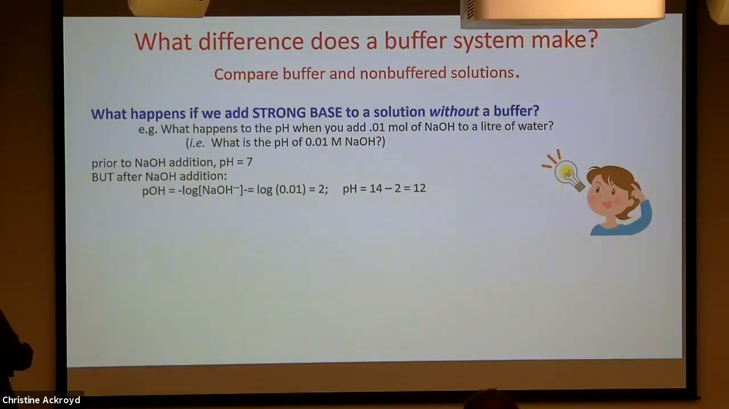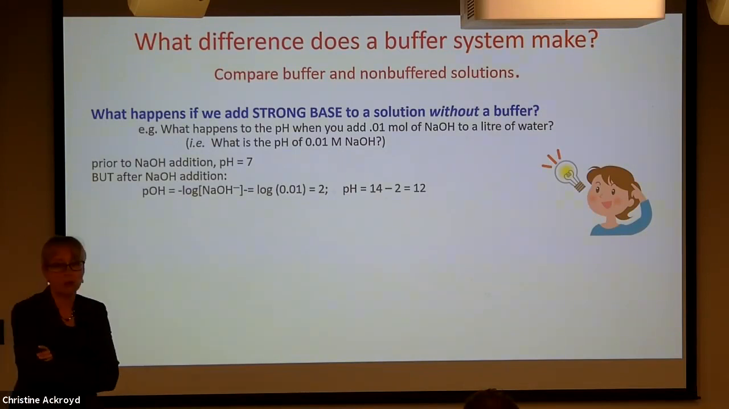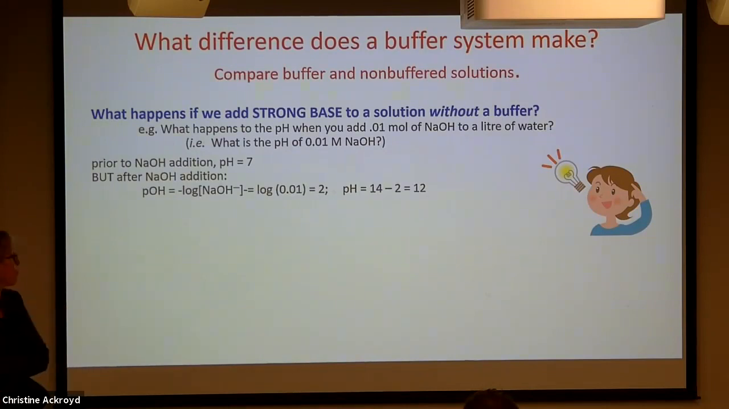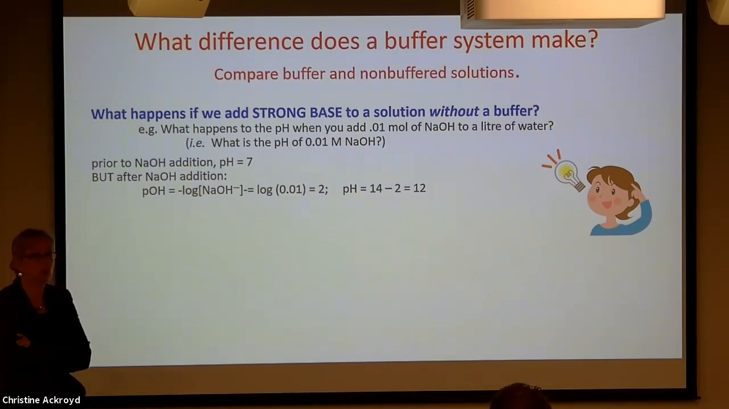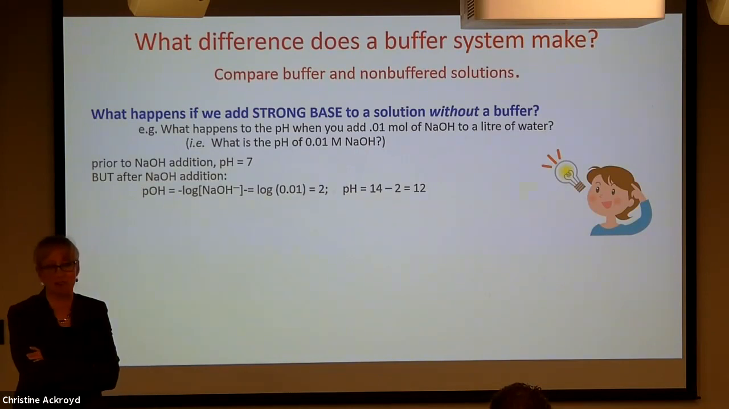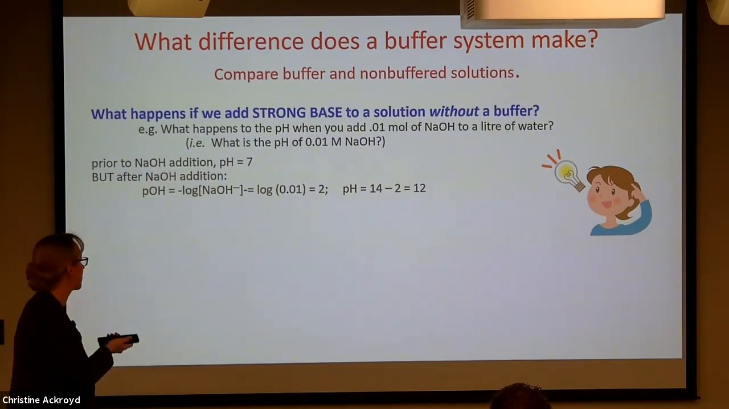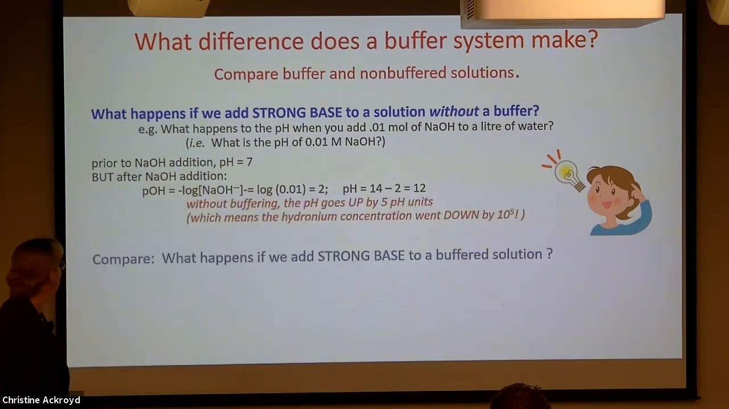If we add 0.01 moles of sodium hydroxide to a liter of water, our hydroxide concentration goes up. Our pOH is 2, so our pH is 12. So again, we changed our hydronium concentration by 10 to the 5th by doing this one. Okay.